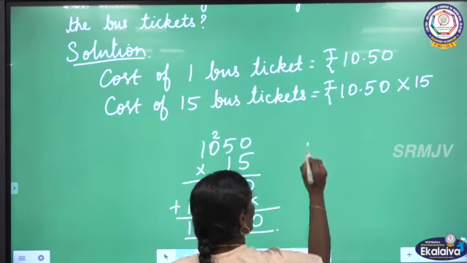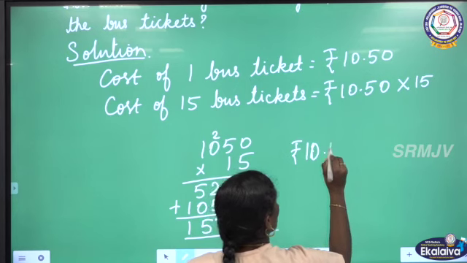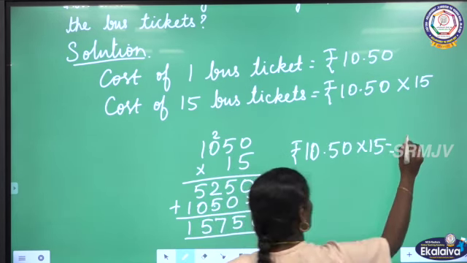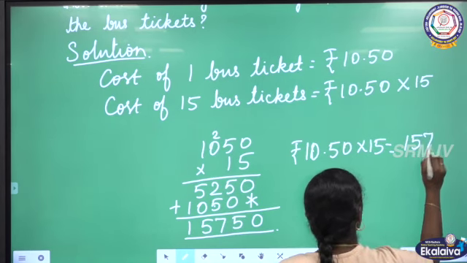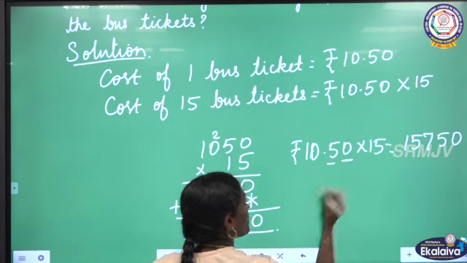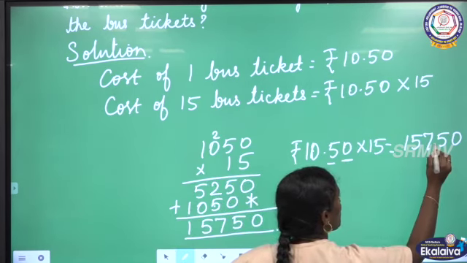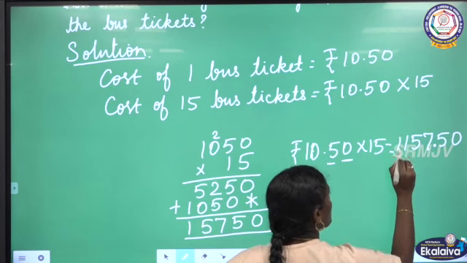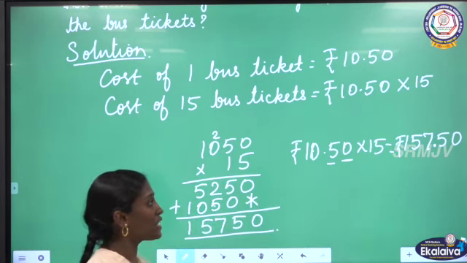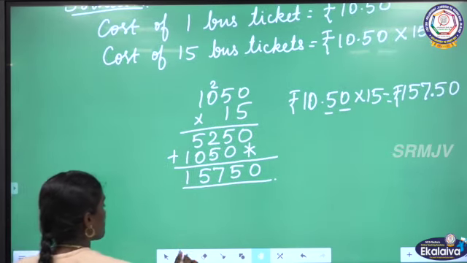Now we have to write the answer for 10.50 into 15. We got 15,750. Here 2 decimal places are there in the question, so we need 2 decimal places. From the last, before 2 digits, we have to keep the decimal point. So the answer is 157.50. This is the cost of 15 bus tickets.